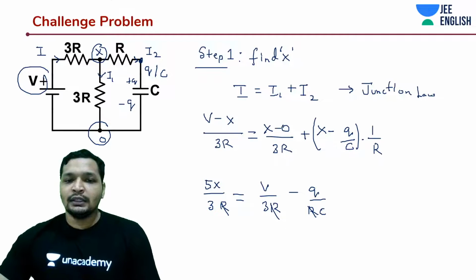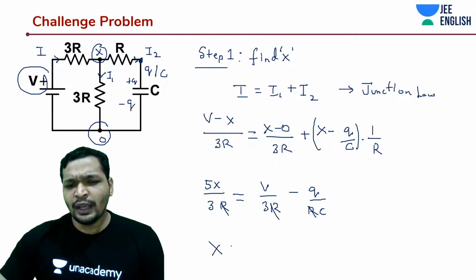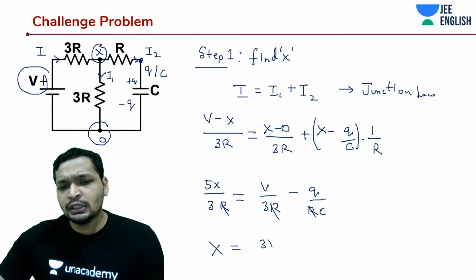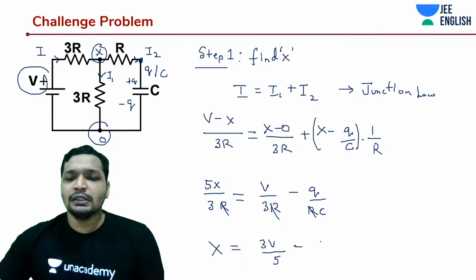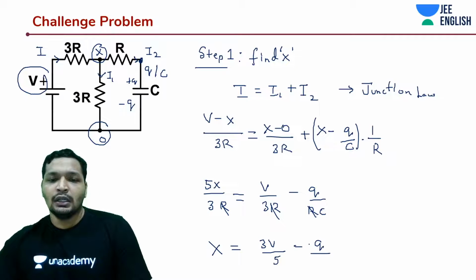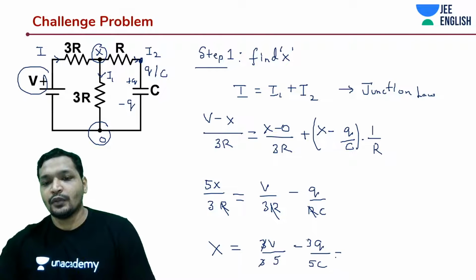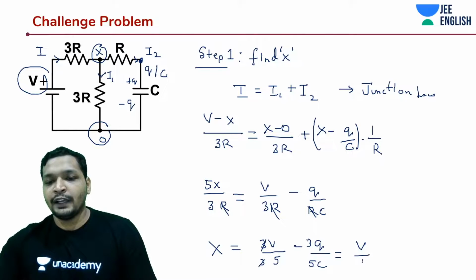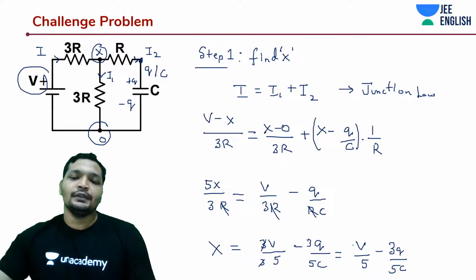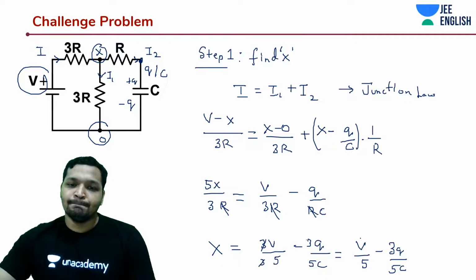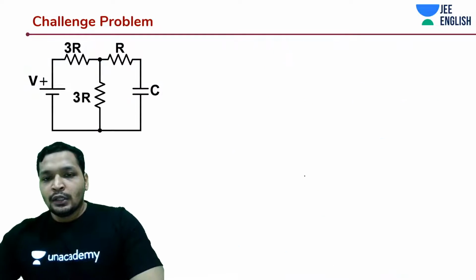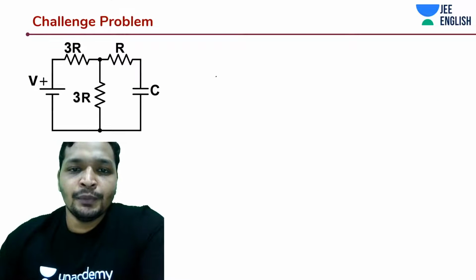And you can take this 3 by 5. So now x is equal to 3V by 5 minus, there should be a 3 over here, so the 3 would get cancelled, 3Q by 5C. So x is V by 5 minus 3Q by 5C, right? Yes. We found x. Now step 2.